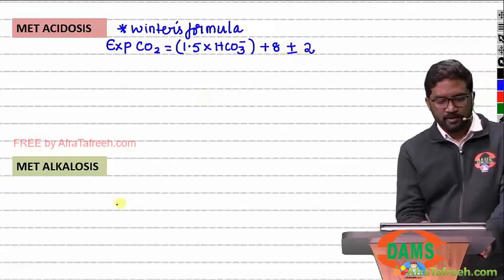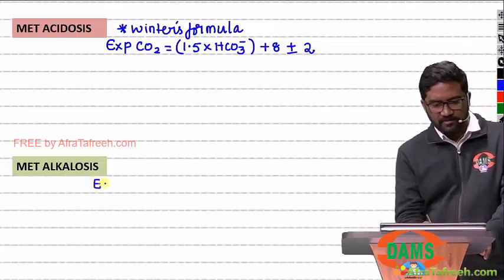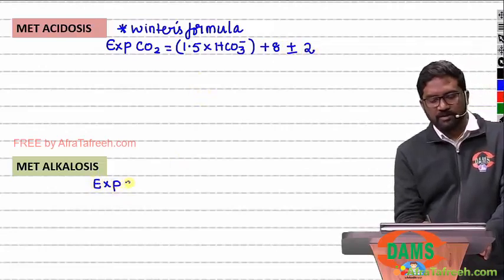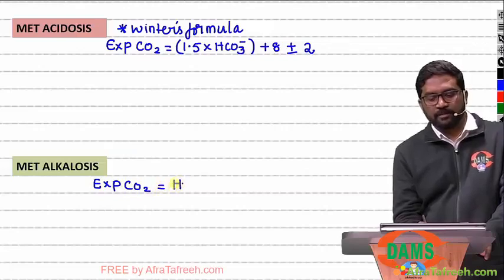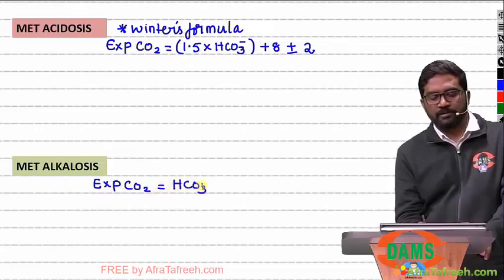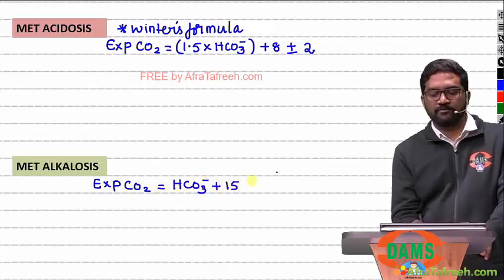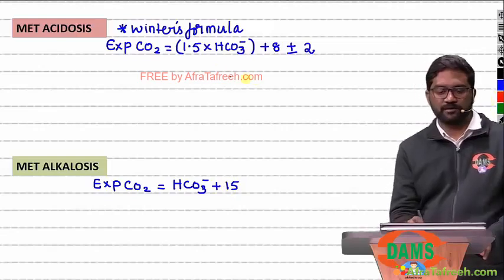Whereas for metabolic alkalosis, it is a very simple formula. Expected CO2 is equal to bicarbonate plus 15. If you do some questions, you can understand.